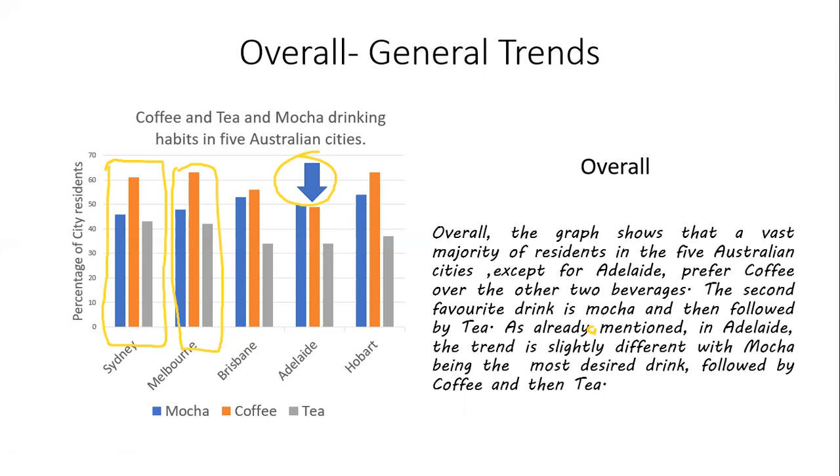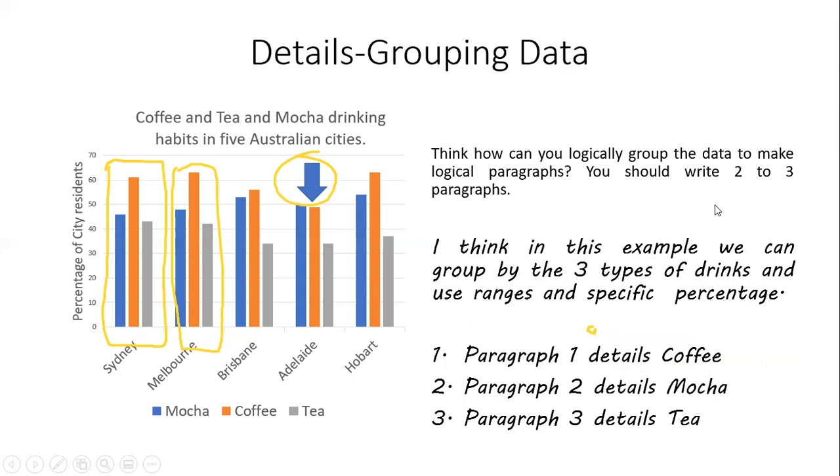Okay, so I think that does the job. So that gives us a good overall. Okay, so we go on to the next bit. So now we want to write the details. Okay, so this is where we want to add the numbers. We want to talk about trends.